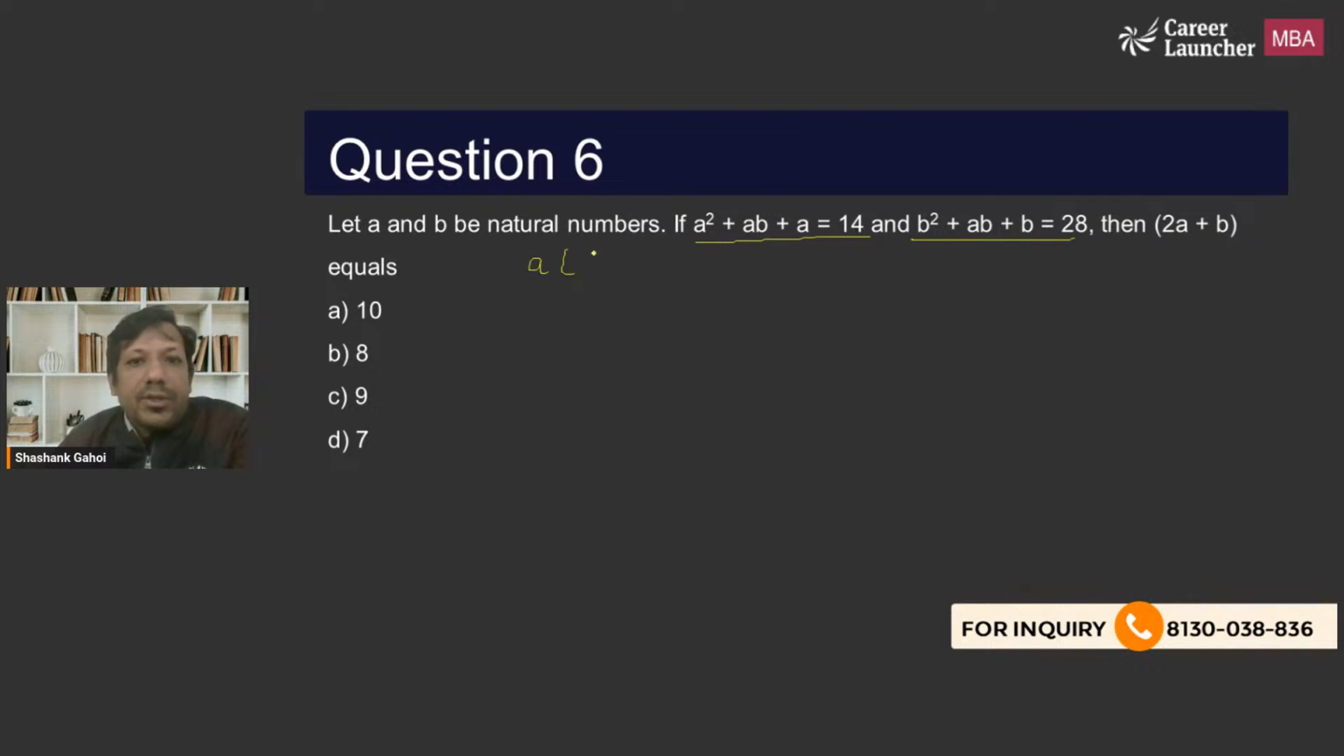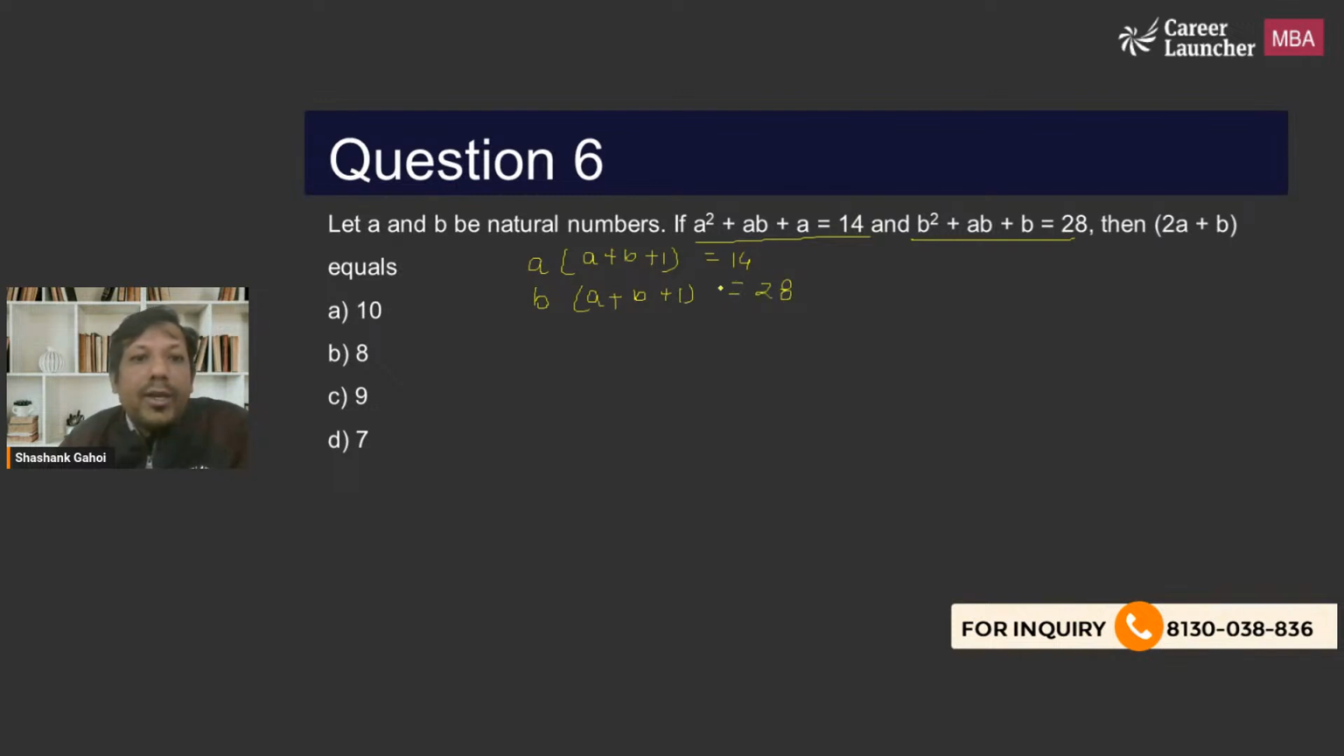I'm talking about the first equation, that is a plus b plus 1, right? And that's equal to 14. Okay. Now the second one is going to be what? I'm going to take b common. I'm going to get a plus b plus 1, right? And that is equal to 28.